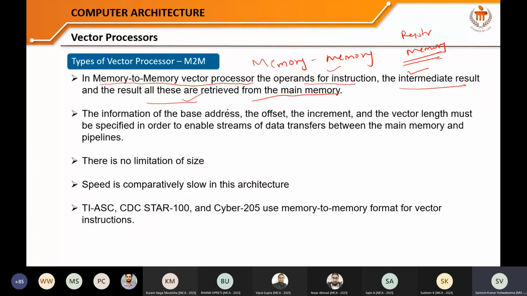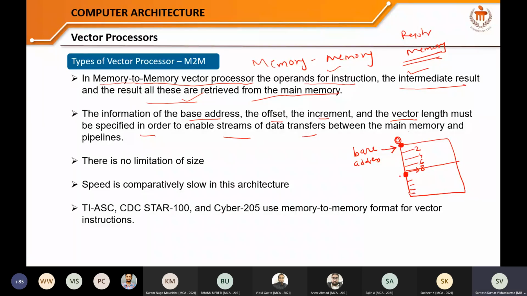Now the information of the base address, the offset, the increment, and the vector length must be specified in order to enable streams of data transfer between the main memory and pipelines. Let me show you through this very simple example. If you're working with a memory, you may have a block. As we discussed earlier, every block has a base address. So this is the base address, and we have the offset. Suppose this is 2, then we can have 4, then 6 and 8. All these things we have discussed in memory. So these are known as offsets from the base address 0. Again, you can have a base address for block 2, and you can have some offset from this.